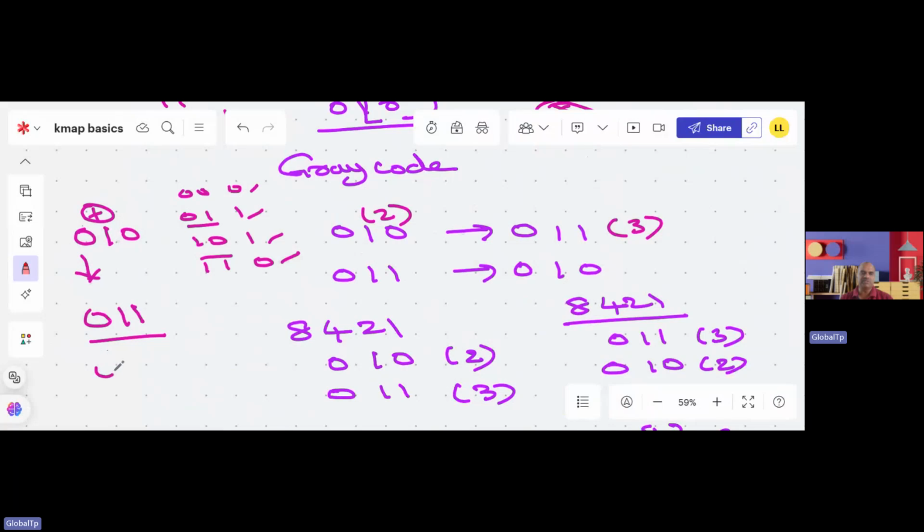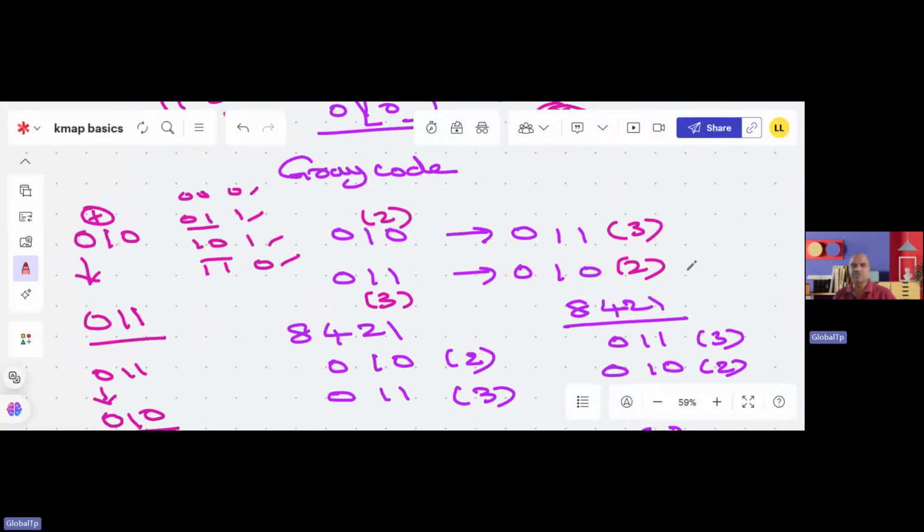Similarly, if I take 3, which means 0, 1, 1, and do the XOR operation, what will you get? The first number will be undisturbed. 0 XOR 1 will be 1. 1 XOR 1 will be 0. That is 0, 1, 0. This is as per the traditional method: 0, 1, 1 is 3 only. But after converting it into gray code, you will get the answer as 2.